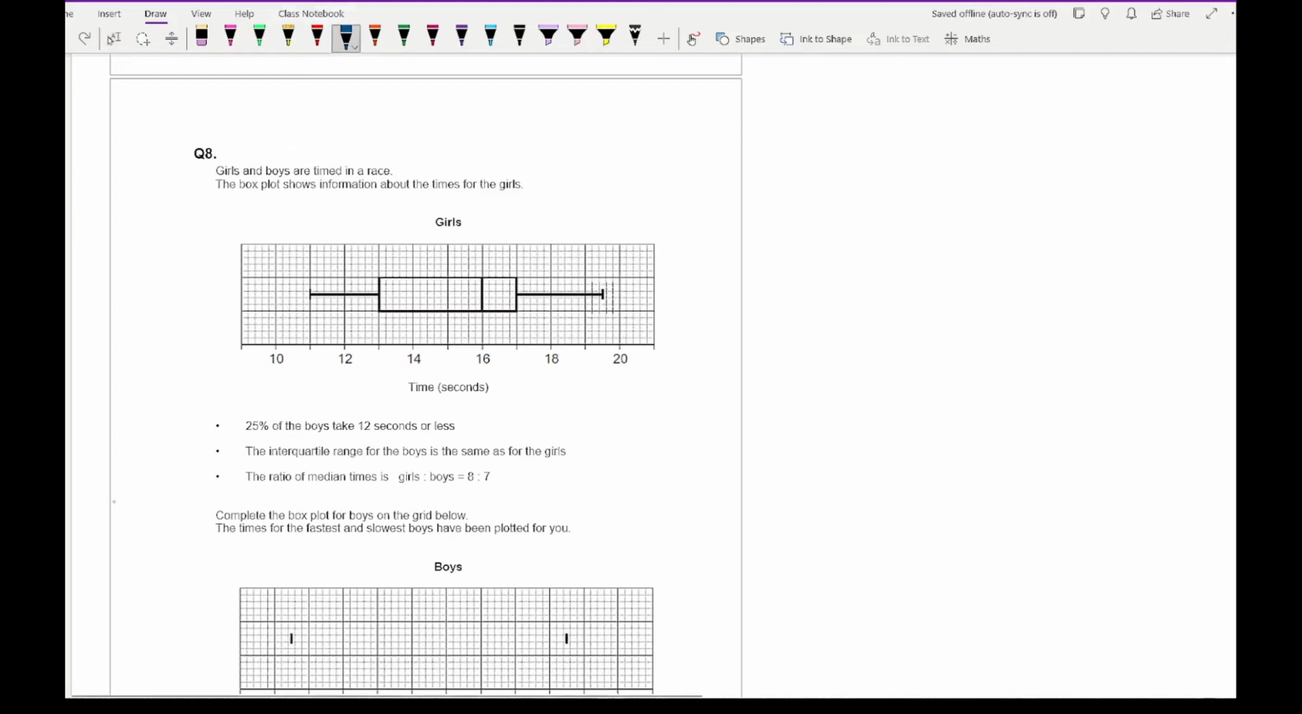So looking at this then, this statement here, 25%, basically tells me that the lower quartile is 12. Then the interquartile range, which is the size of the box, is going to be the same. So looking at this, it's going to be 13 and 17. So the interquartile range is 4. So that's the length of the box.